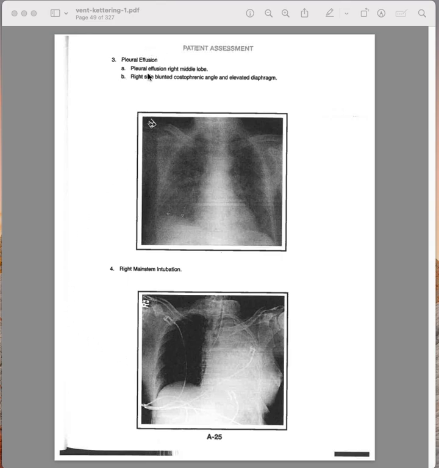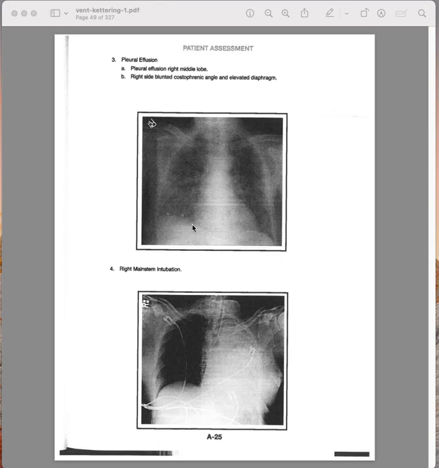Pleural effusion, right middle lobe. Right side blunted costophrenic angle and elevated diaphragm. This is not a good picture, but you can see the elevated diaphragm. The diaphragm is supposed to be down here, but it's been elevated and it's over here.